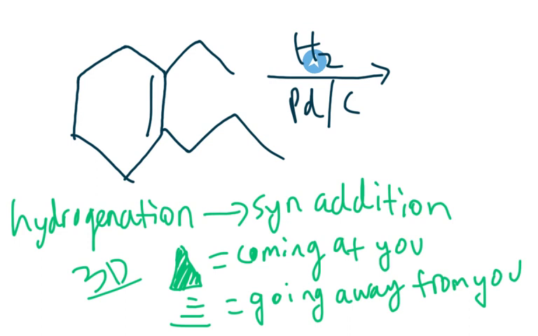This means you're adding both the hydrogens either both on a wedge or both on a dash. So you're adding both hydrogens coming at you, or you're adding both hydrogens so that they're going away from you. So either you add both the hydrogens on a wedge, or you add both the hydrogens on a dash. That means there can be two possible products. So let's draw the two products.